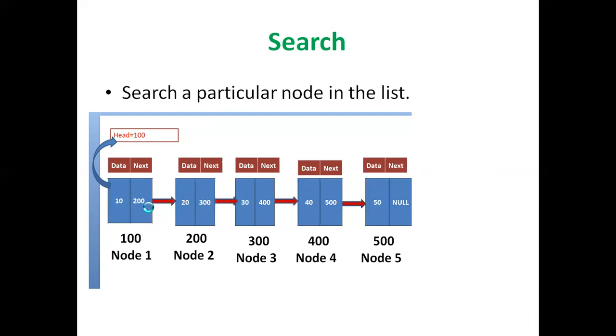Then after, assign 200 address, 200 data is 20. 20 is equal to our key? No. Again assign 300 address, 300 arrow data 30. 30 is equal to our key element? Yes, element found. Suppose you want to search for the element 60. 60 is not there in the list, meaning we reach the end of the list, we searched the total list but our element 60 is not found in the list. So this is the way we can find whether our element is available in the list or not. This is the search operation.